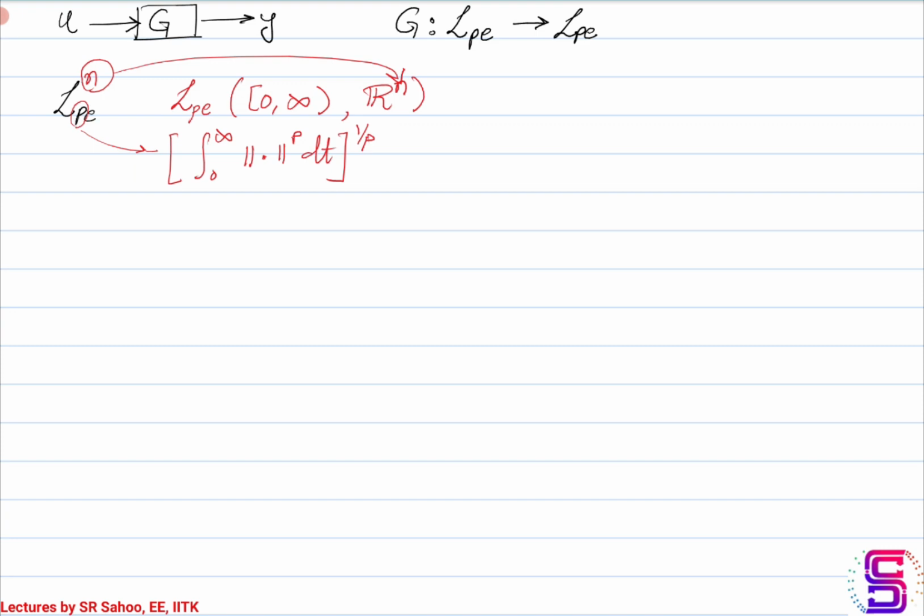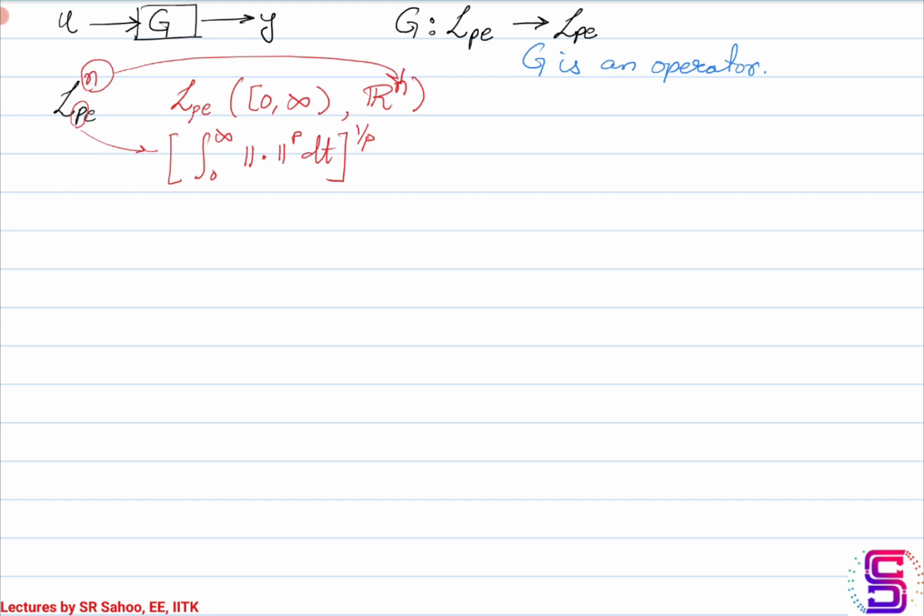Now, coming back to the system that we started off with, the system is being represented by G, which takes in the input U and gives you output Y, and G is the operator that maps signals from LP space to the same LP space. So as I said, we'll call G an operator.